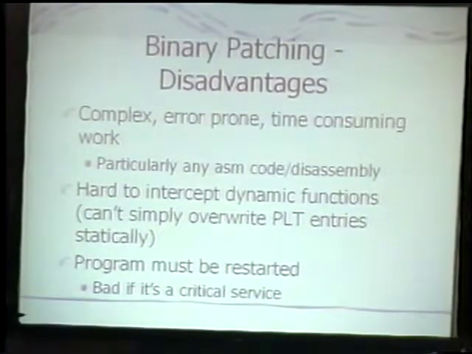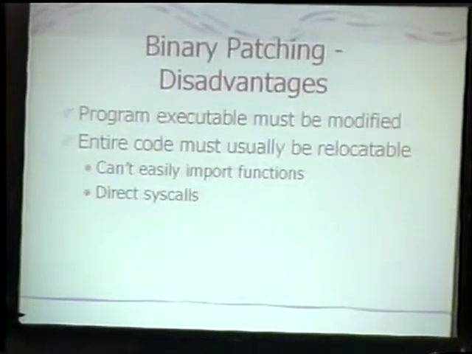Particularly the ASM code and the disassembly, and it can also be dangerous if you get it wrong. You can easily end up with weird situations where you've just destroyed the program. It's very hard to intercept dynamic functions because you can't overwrite PLT entries, so you can't intercept all calls to printf very easily because the PLT gets overwritten by the dynamic linker, and the program has to be restarted. So if this is bind and you're a really large ISP, you can't do it. You have to restart the executable, and that's not going to be allowed. You're going to have to wait a week to apply a patch, whatever, until you can get some scheduled downtime. So that can be a big problem with this stuff.